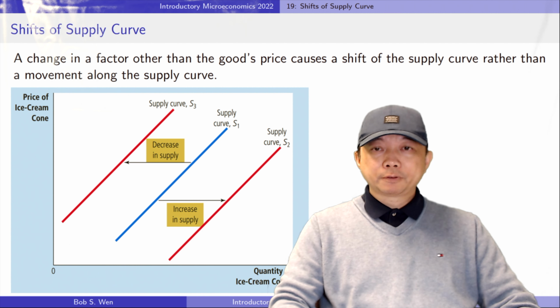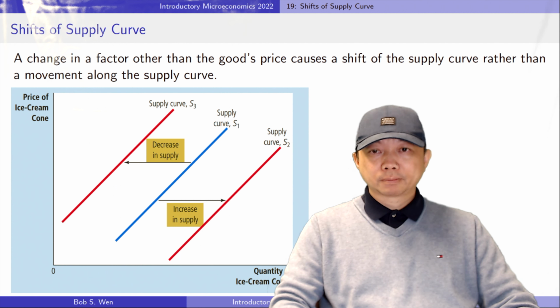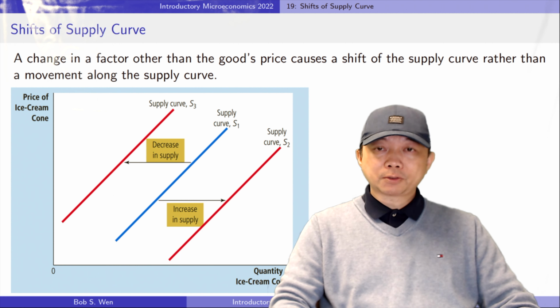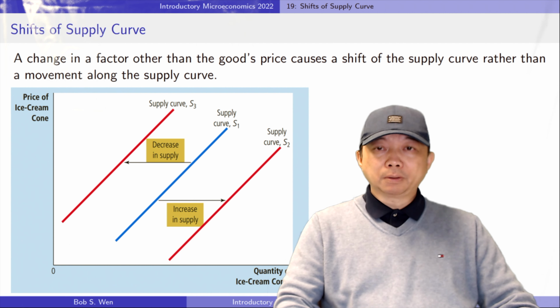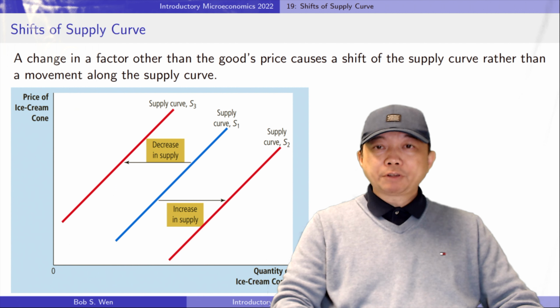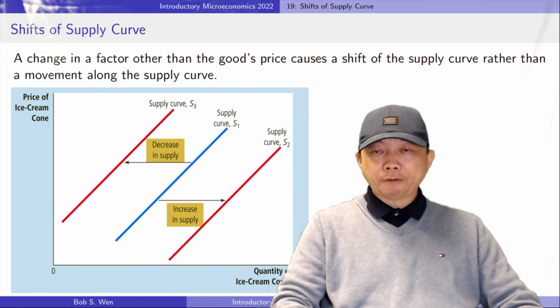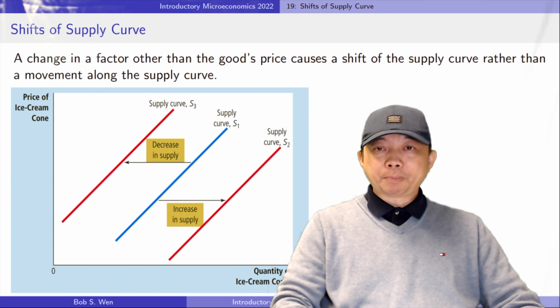The number of sellers also matters. The market supply is the sum of individual supplies at a given price, so the total market supply depends on the number of sellers. Government policies affect supply too. If the government bans the importation of ice cream, the quantity supplied of ice cream in the domestic market will drop. The market supply curve of ice cream shifts to the left.